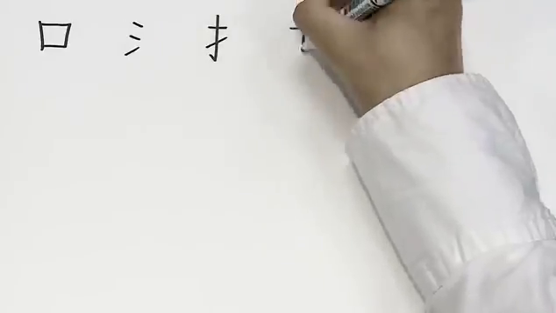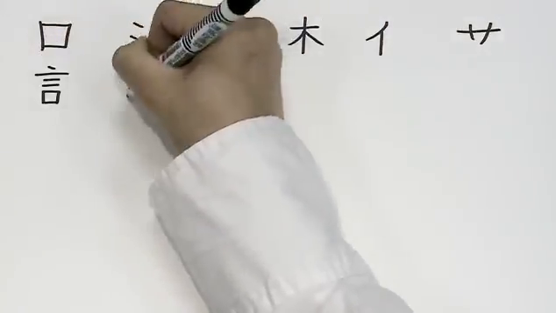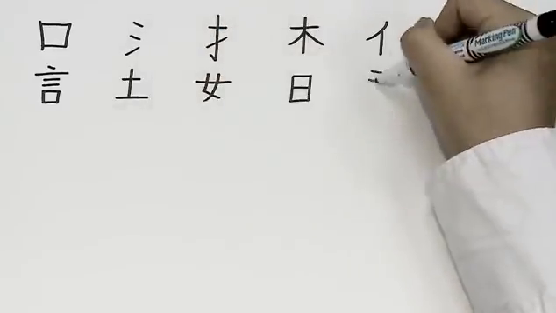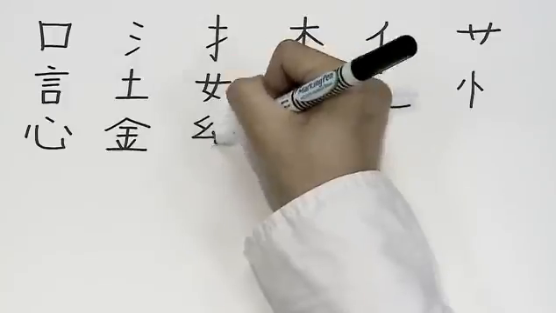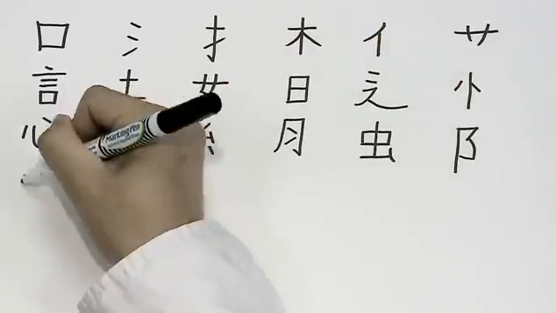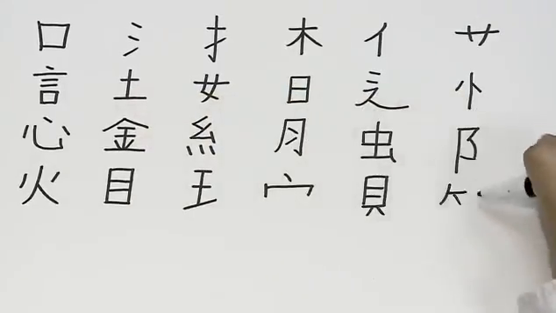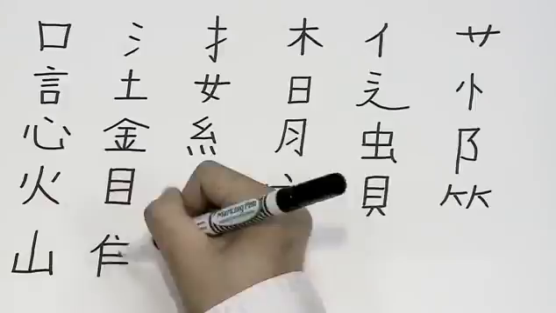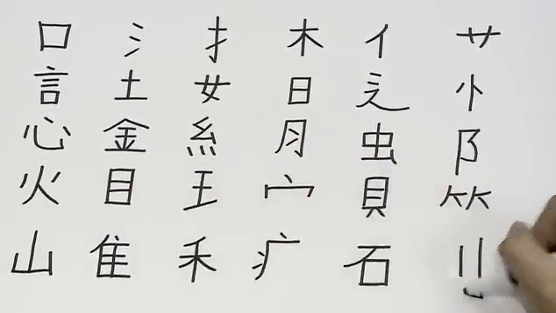Mouth or opening, water, hand, tree, person, plant, speaking or words, land, woman, sun, movement, heart, gold or metal, silk, meat, insect, city or hill, fire, eye, jade, covering, money, bamboo, mountain, bird, wheat or grain, sick, stone, knife.